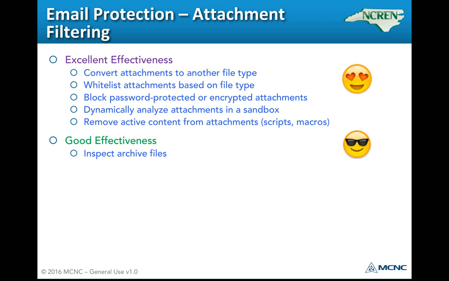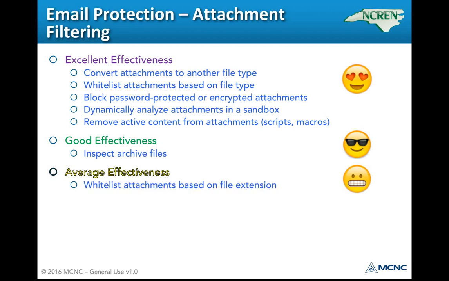So you'll notice under excellent they said whitelist based on file type. Here they say average effectiveness, whitelist based on extension. So the difference is at the top you're actually going to inspect the file and not rely on the file extension. You're going to open it up and say, is this actually a PDF or is this actually a Word document? Because one thing that attackers like to do is put false extensions on a file and get it to open.